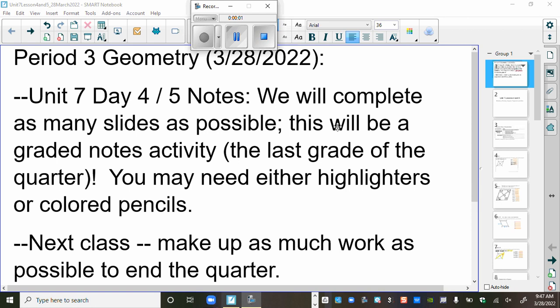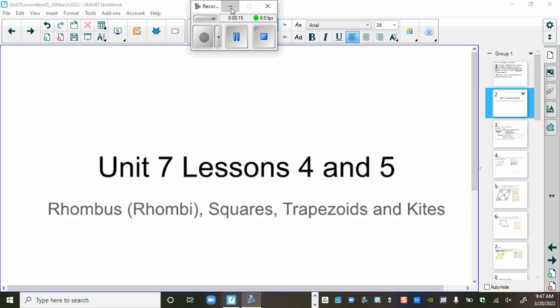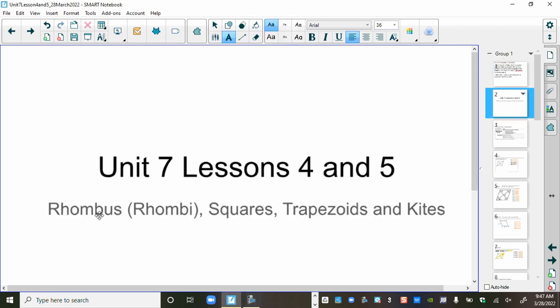We'll be dealing with other types of quadrilaterals. So today's the last real day of notes, because then down the road we're going to talk about what's next. So here we go. The rhombus, square, trapezoid, kites. We're going to talk a little bit about each of these types of items.